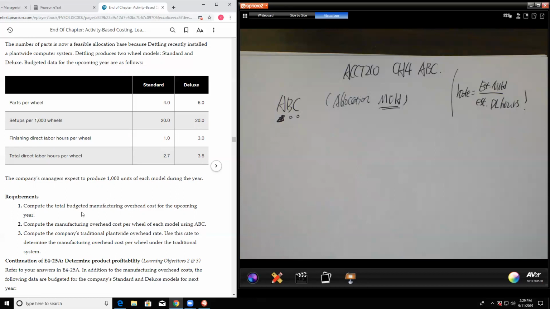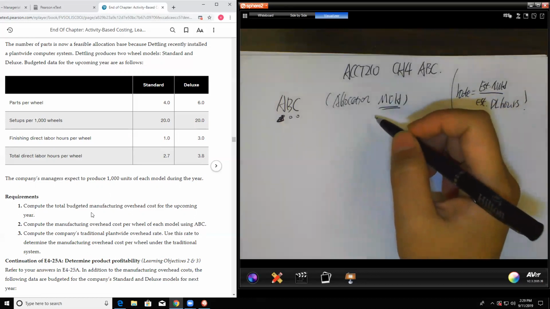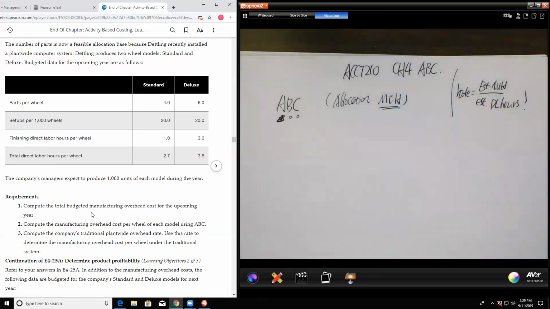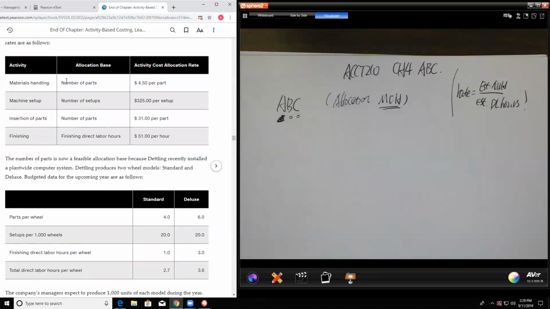Compute the total budgeted manufacturing overhead. So how do we get our total manufacturing overhead? We said the manufacturing overhead estimate is based on our activity, right? So we go to the first part, and for each activity you have this allocation, and then this is how much you will incur. So let's do the numbers together.